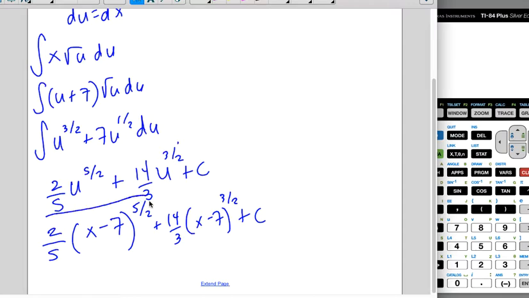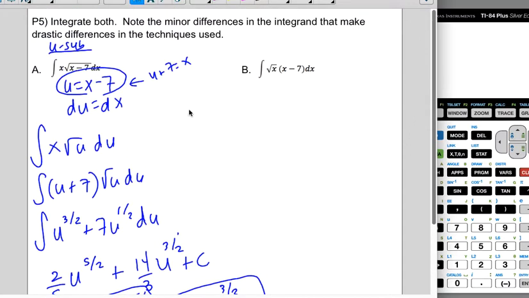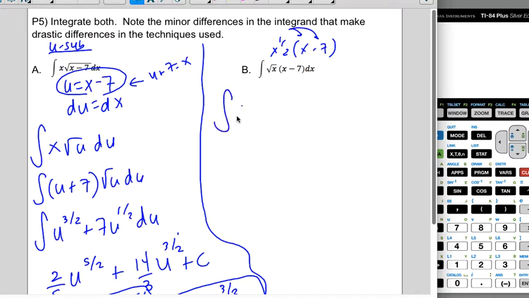So there's my answer. Now that's the harder of these two. So what I want you to notice is because the x minus 7 was inside that root, that's what I had to do. But here, look, this one I can just distribute. This is an x to the 1 half times an x minus 7. I can just distribute. So I'm going to get that this is an x to the 3 halves minus a 7x to the 1 half. So I just use some algebra and I distribute, and now I can do the power rule.